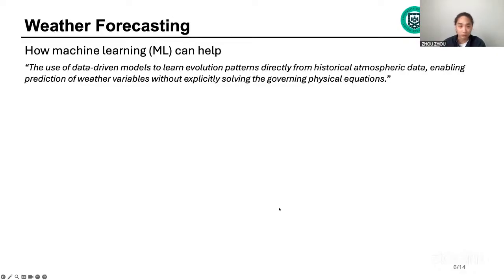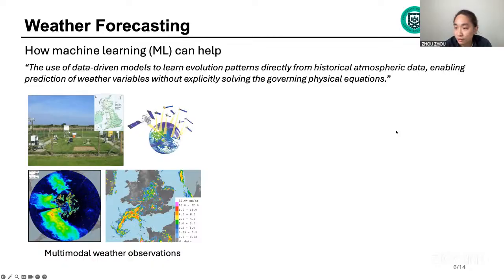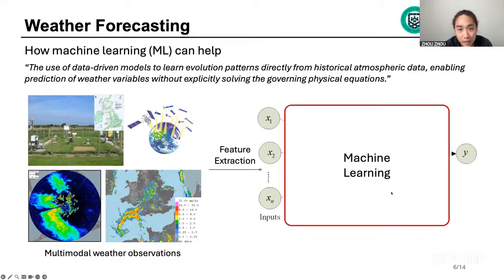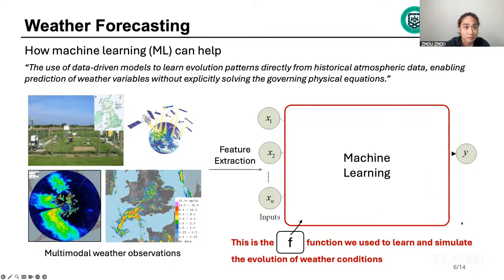Talking about our research, we are working with the Met Office to see how machine learning techniques and models can help. It will allow them to solve the prediction problem without actually solving those governing equations. We are still looking at multimodality data, and after some feature extraction, we pass those extracted features into a machine learning model, and it will generate a prediction. So now this becomes our function to learn and simulate the evolution of weather conditions.